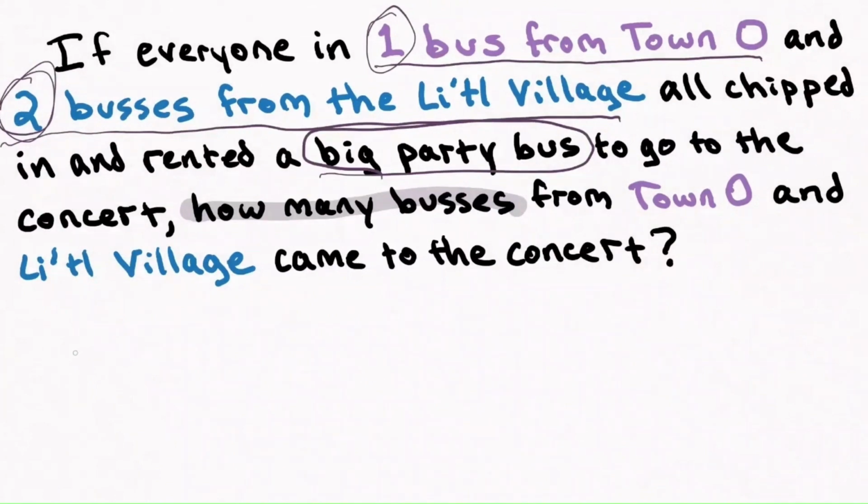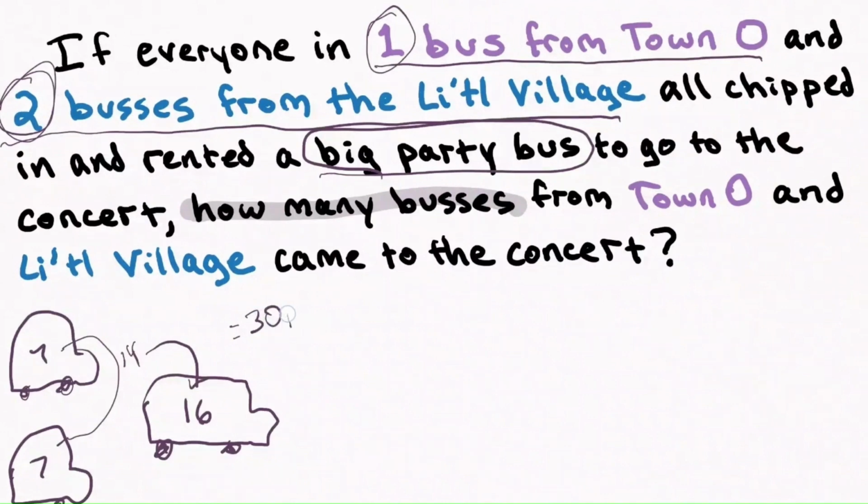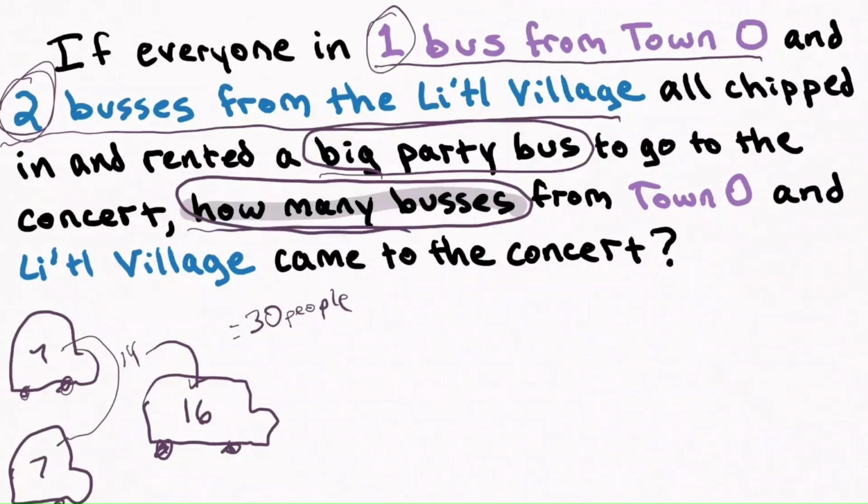Now, we can do this whole thing where it's like, okay, here's the little village one, the teeny tiny one, and they fit 7 people. And there's 2 of them, right? So we got 2 teeny tiny buses, each fitting 7 people. And then we got a medium-sized bus, Go Sports, that fits 16 people. All right, so 7 people plus 7 people is 14 people, plus 16 more people is 30 people, right? But that's not what the question's asking. The question's asking how many buses are going to come to the concert.